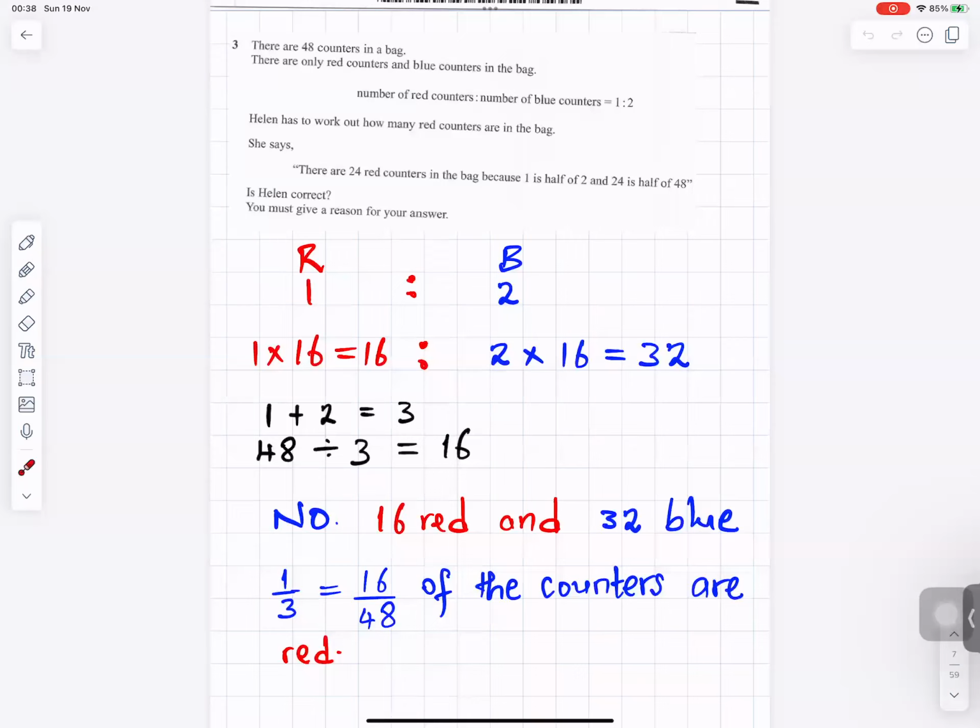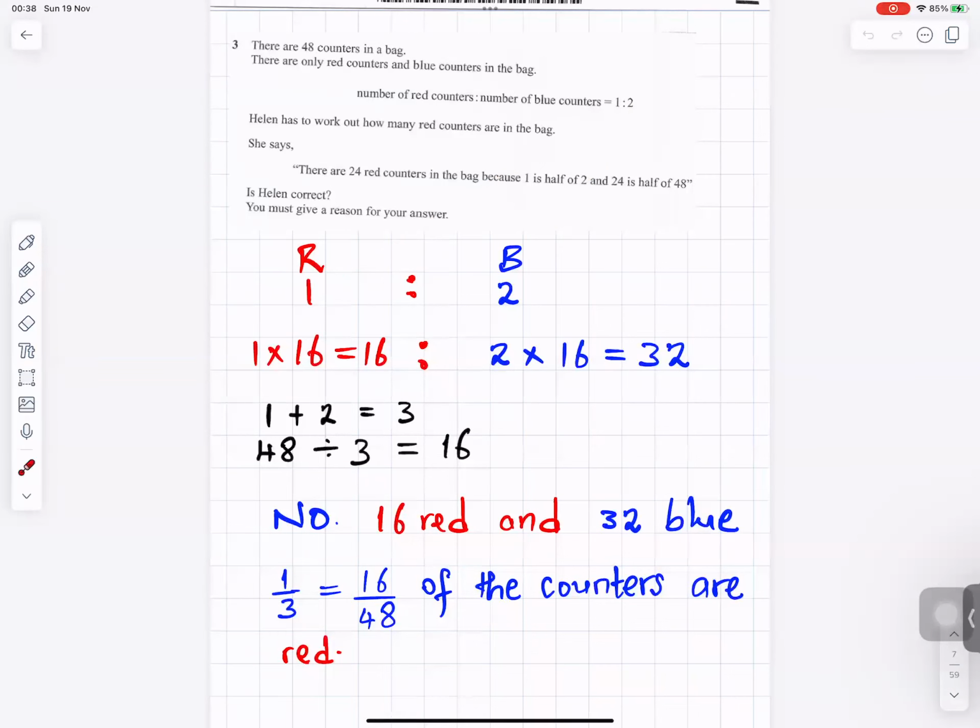Question 3, there are 48 counters in the bag. There are only red counters and blue counters. The ratio of the number of red counters to the number of blue counters is 1:2. Helen says there are 24 red counters in the bag because 1 is half of 2 and 24 is half of 48. Is Helen correct? So we look at the red is 1, the blue is 2.